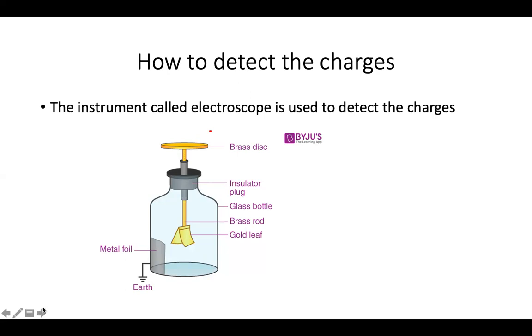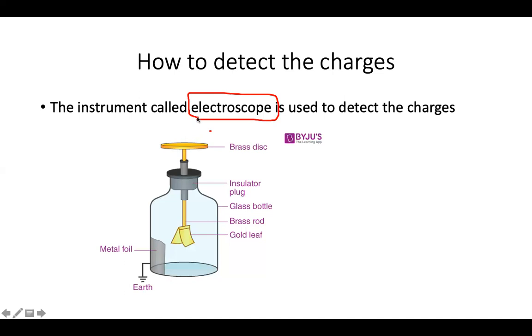So this is what an electroscope looks like. The instrument that is used to detect the charges possessed by an object which is charged is called the electroscope. So when you rub your pen against your hair, the ability that it has to pick up a paper, we can detect the charges that it possesses.